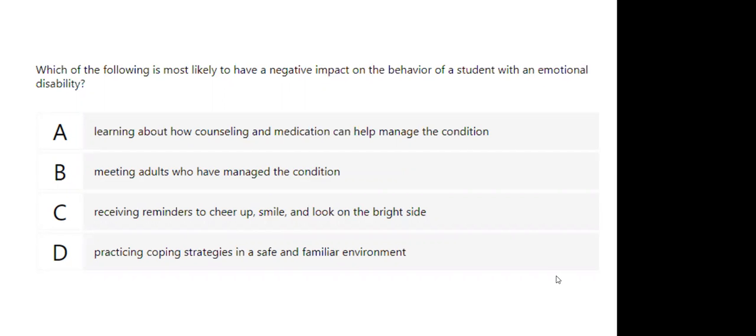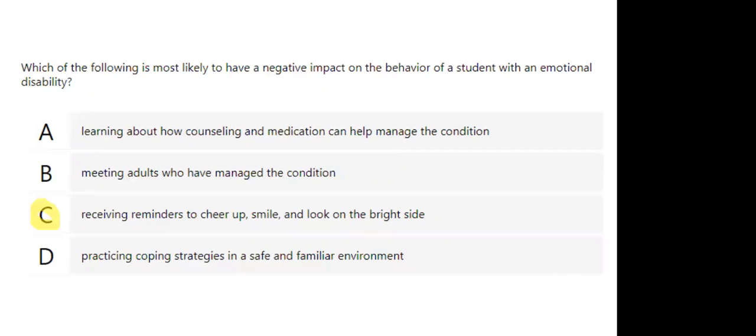The correct answer for this one is C. Receiving reminders to cheer up, smile, look on the bright side. Those are going to be extremely aggravating to a student that has emotional or behavioral disorders. They do not want you telling them to cheer up and to smile and, oh, it's going to get better. You're looking bright today. They don't want to hear that. That's going to have a negative impact on them.